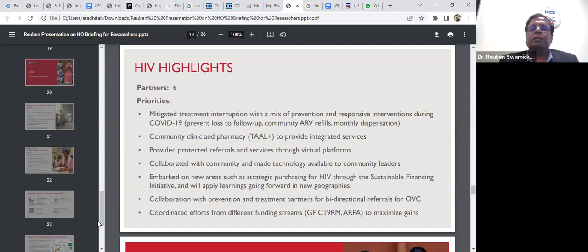Also collaboration with prevention and treatment partners for bidirectional referrals for orphans and vulnerable children. A number of persons have been lost in HIV, and they leave behind children or elderly who need support. But mainly orphans and vulnerable children is an area that we are specialized in. And then various funding streams, we are coordinating that to help maximize gains. Next, please.